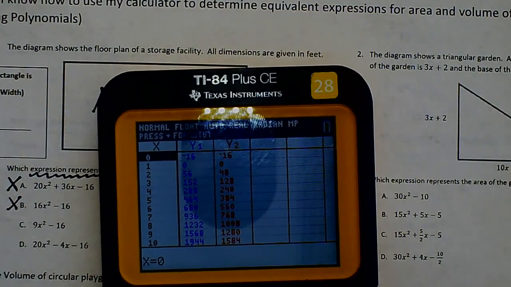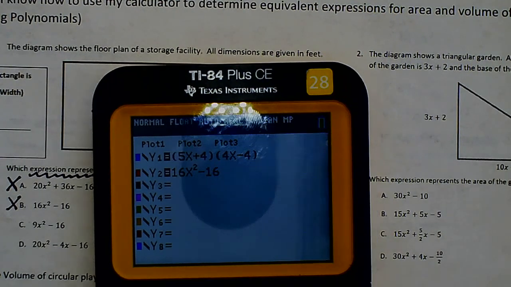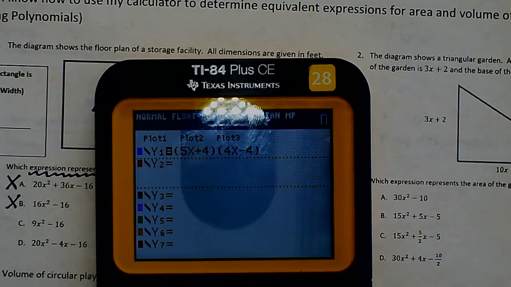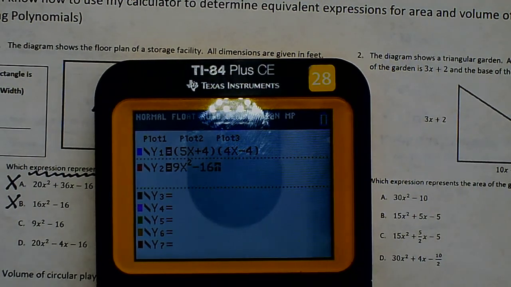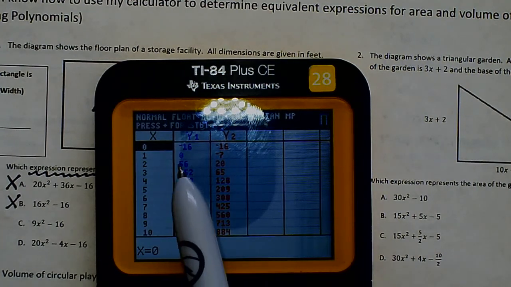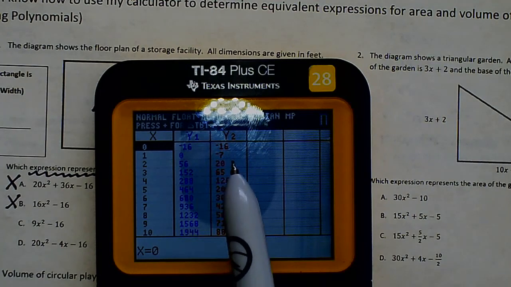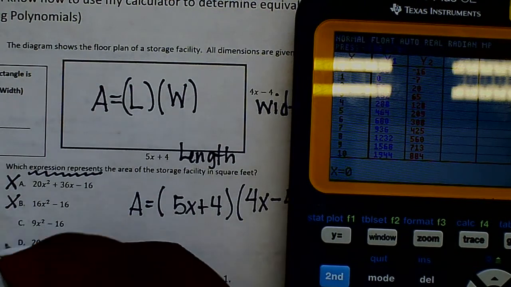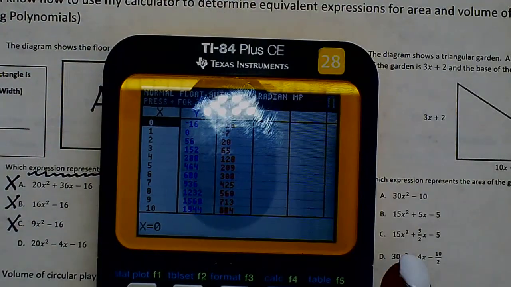Let's try the next expression. Press y equals, and on y2 let's put in 9x squared minus 16. Press second graph. The first numbers are equal, but the next numbers and on down are not equal, so C is not the answer. Let's go to the next one.